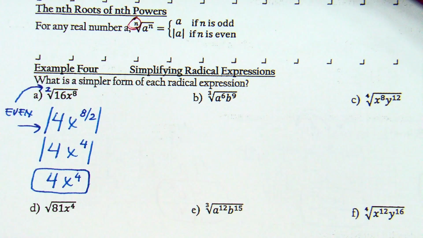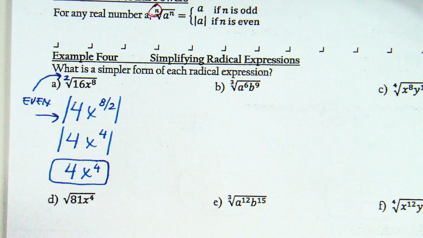Okay. And this was all because it was an even root we were talking about, right? Because it was a square root. Okay. Let's look at B. The cube root of a to the 6th, b to the 9th. Hold that thought for a moment. Let's just find the cube root of a to the 6th, b to the 9th first. A to the second, b to the third, I think.